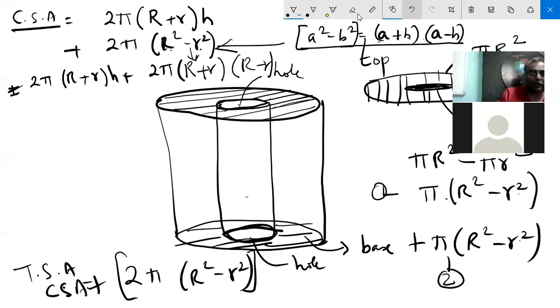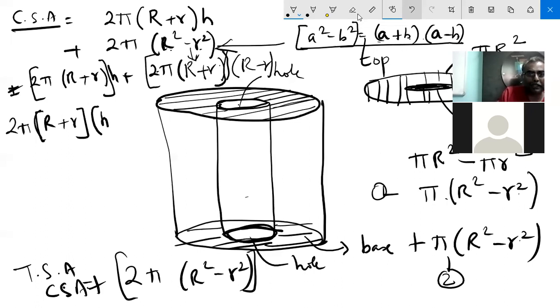Okay. Yes, sir. இப்போ now what is common? This is common. What is common? 2 pi into big R plus small r is common. So you take that out separately. 2 pi into big R plus small r. Okay. H is left out. H. இதுல என்ன left out?